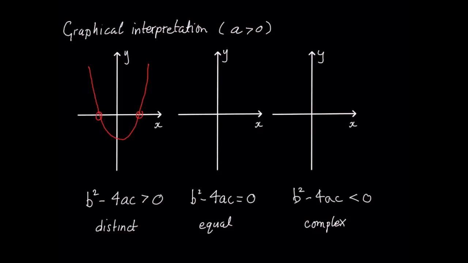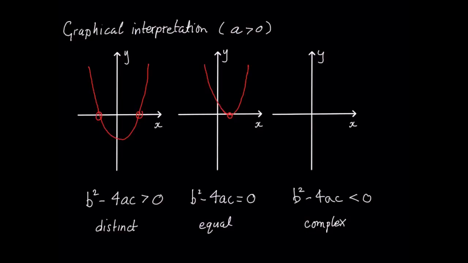In all of these sketches, we'll use the coefficient of x squared, a, is greater than 0, so we'll have a valley-shaped graph. In the case where b squared minus 4ac is equal to 0, we have equal roots. So that means that our graph will just touch the x-axis. So we will have our repeated or equal roots occurring at this point.